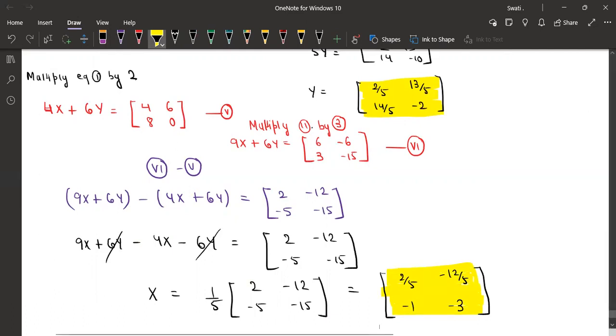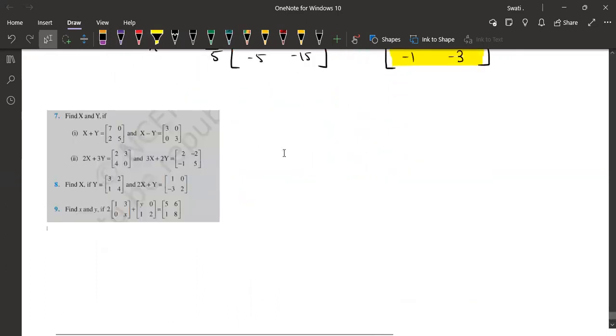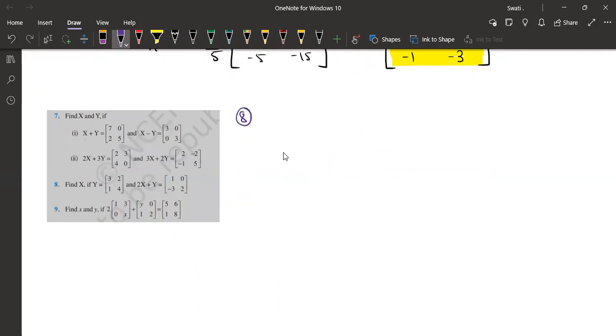All right, so we are done with this. Now it's time to quickly go to the next question, and that is question number, I must say 8. Okay. So let me write down question number 8. So in question number 8, we need to find x if y is this. Okay. And 2x plus y is this. Okay. This is very simple.